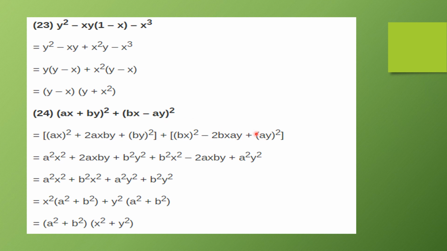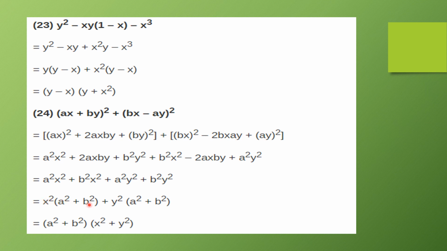Apply the formula over here and we get a squared x squared plus 2axby plus b squared y squared plus b squared x squared minus 2axby plus a squared y squared. Now this plus 2axby and minus 2axby get cancelled and we get a squared x squared, b squared x squared. In this x squared is a common term. We can take it outside.